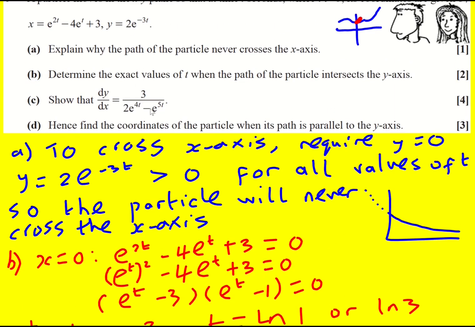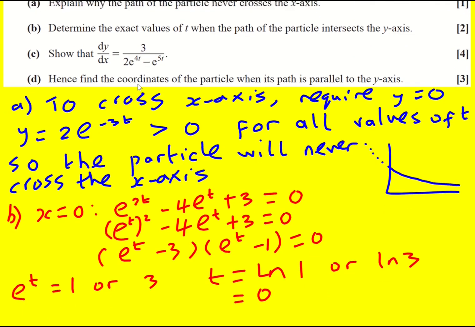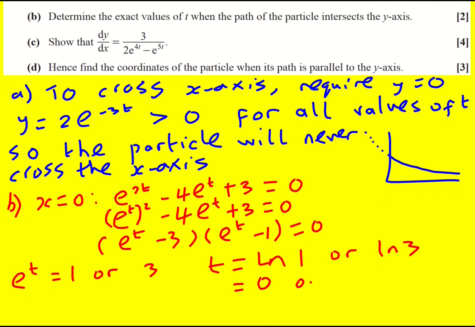It says exact, sorry, so 0 or ln 3. Nice. Right, let's move on to C.